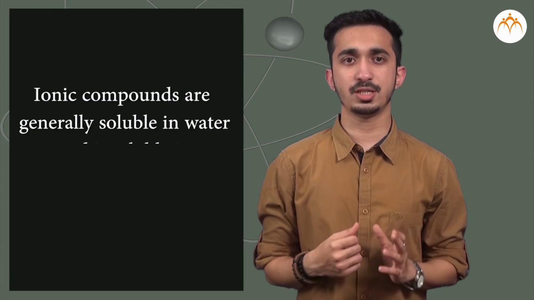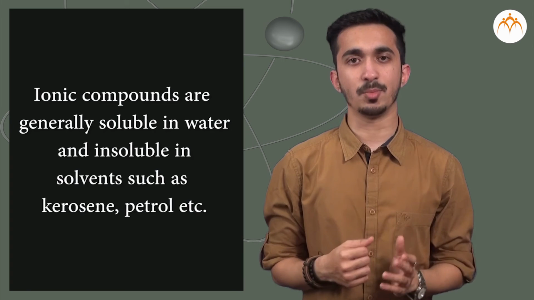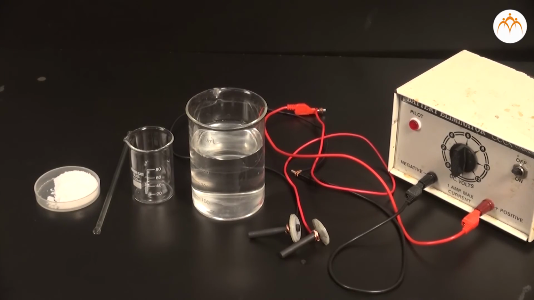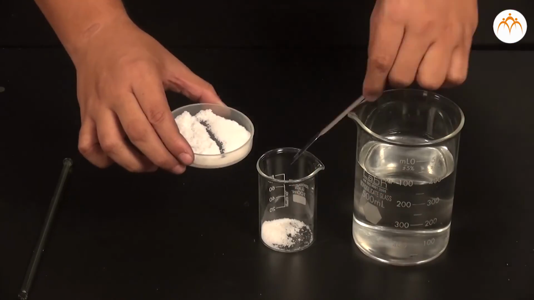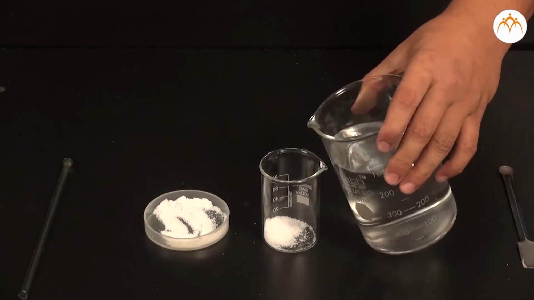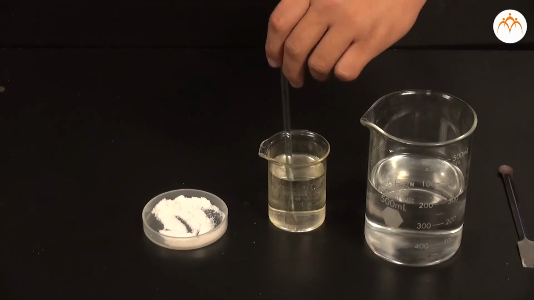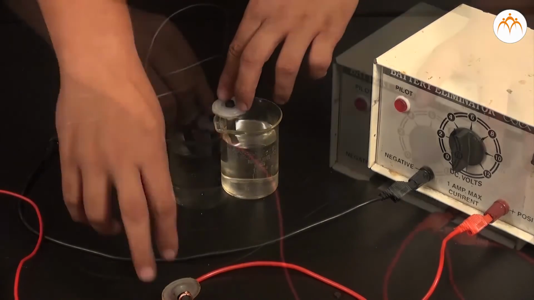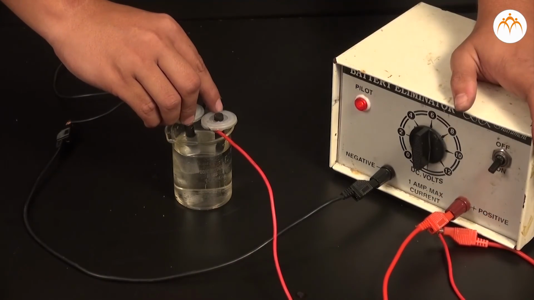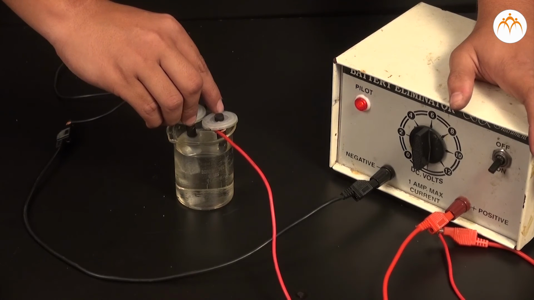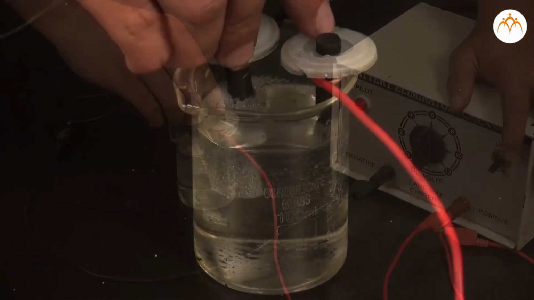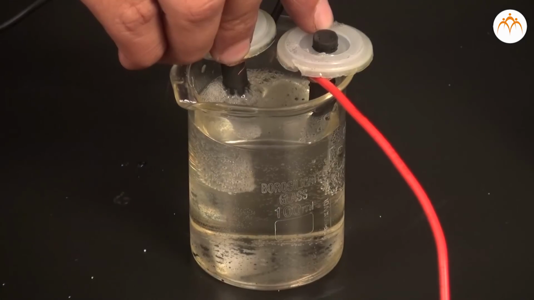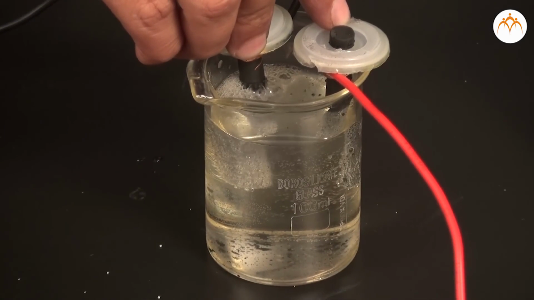Ionic compounds are generally soluble in water and insoluble in solvents such as kerosene and petrol. The conduction of electricity through the solution involves the movement of charged particles. A solution of ionic compound in water contains ions, which move to the opposite electrodes when electricity is passed through it. Ionic compounds in solid state do not conduct electricity because the movement of ions in solids is not possible due to their rigid structure.